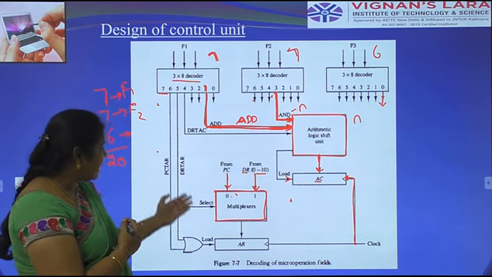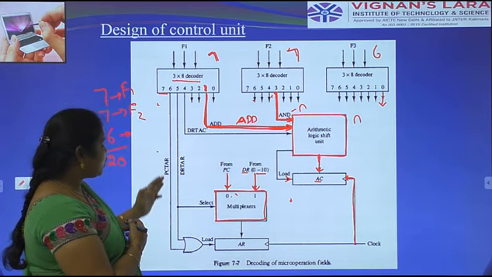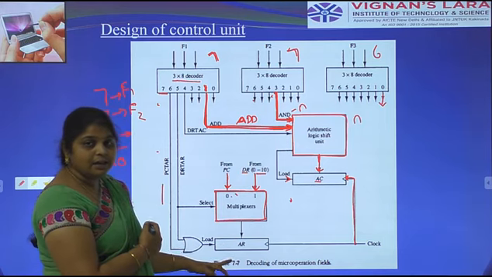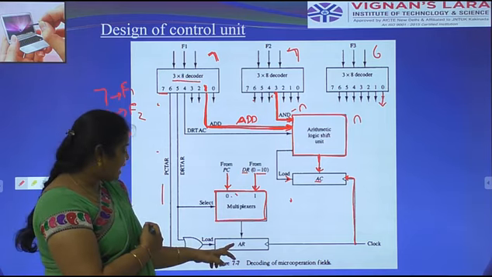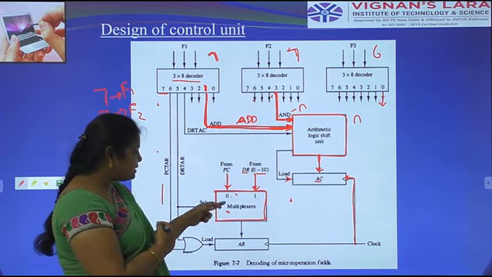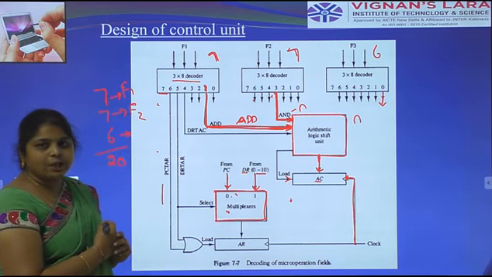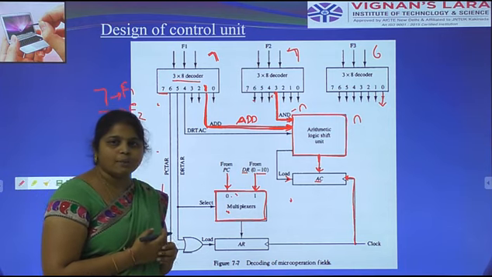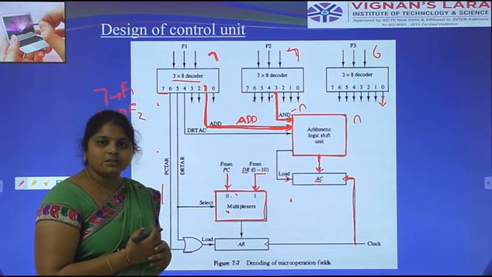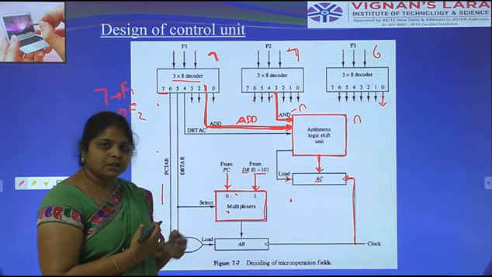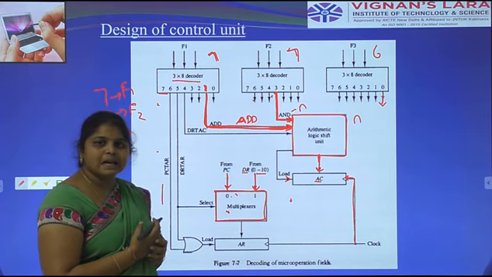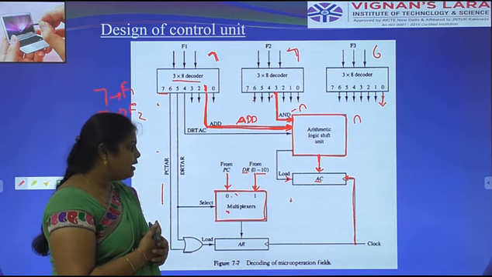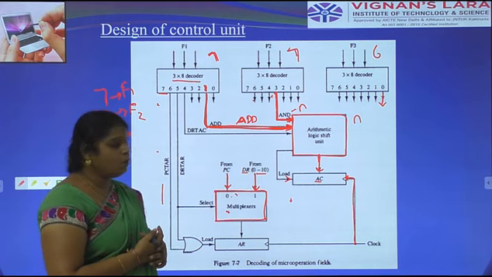Here the multiplexer gets the information from the field 1 decoder and then transfers it to the address register, where the memory is present. The multiplexer has 0 and 1 inputs. 0 comes from the program counter and 1 comes from the data register. What is the program counter? It always holds the address of the next instruction to be executed. Next, this is the data register that comes from bits 0 to 11.